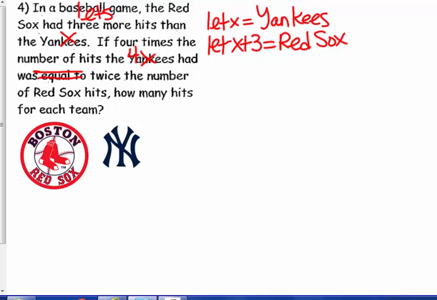If 4 times the number of hits the Yankees had was equal to, that's the equal sign, twice the number of Red Sox hits. Again, it's a quantity, so I must distribute the 2, or the twice, to both the x and the 3. How many hits for each team? That's the equation. So you're going to distribute or not. You could divide by 2 on both sides first. Be interesting to see how many of you do that. Or distribute first, your choice. Solve the equation and label.